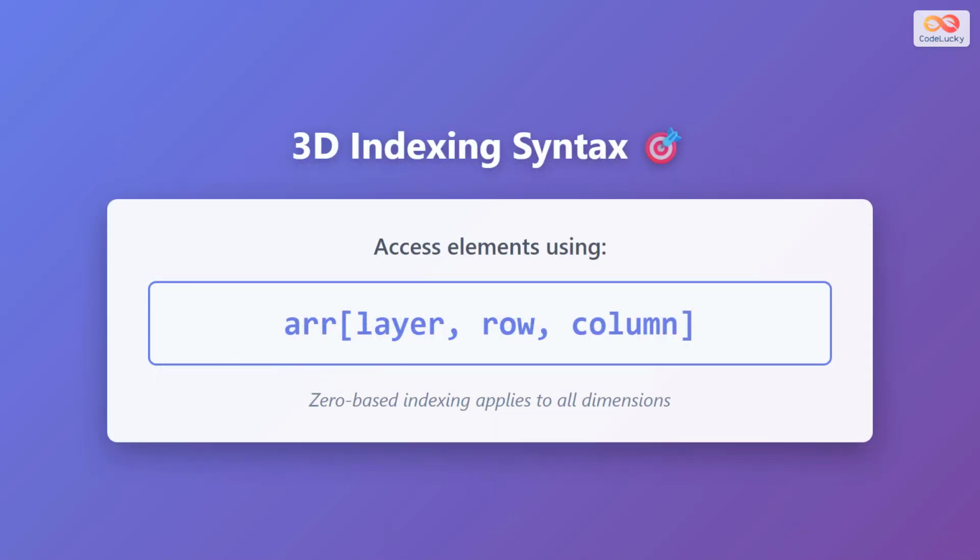To access elements in a three-dimensional array, we use the syntax array[layer, row, column]. Remember that Python uses zero-based indexing, which means counting starts at 0. This applies to all three dimensions: layers, rows, and columns.